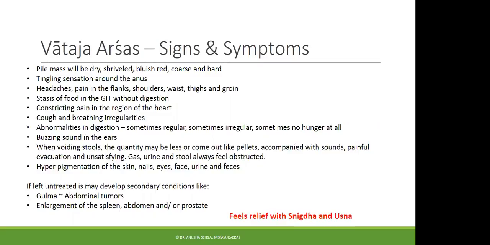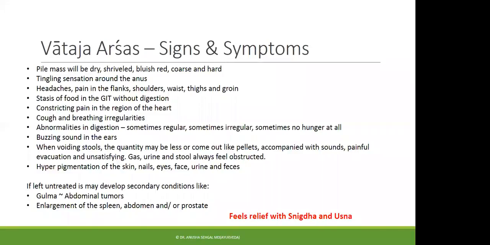then it will cause an aggravation of Vata, along with the same samprapti that we know, that there is Manda Agni that then causes a malnourishment or the Apana Vata to start to move upwards, and therefore it's causing this formation of Arśas. Okay? So in Vātaja Arśas, the signs and symptoms are the pile mass will be very dry. It tends to be shriveled, maybe a bluish red color. It can be coarse and hard, and sometimes there may even be cracking in the pile mass.